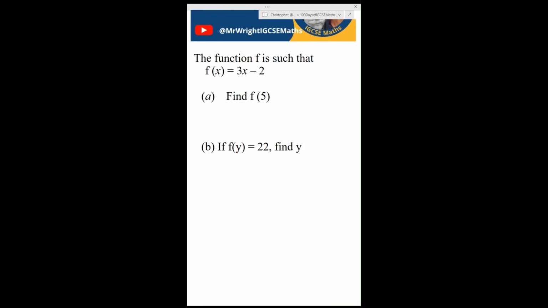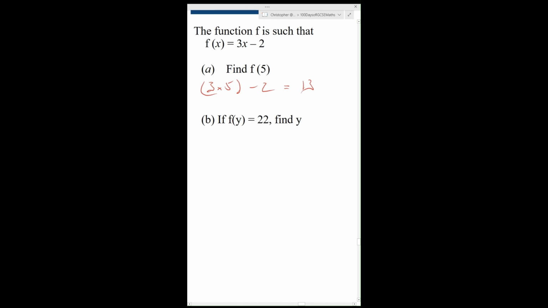Right, f of 5 will be 3 times 5 minus 2, which is 13. Now, if f of y is 22, then that implies that 3y minus 2 is 22. So now I simply have to solve this equation to find what y would be. So the answer is y is 8.